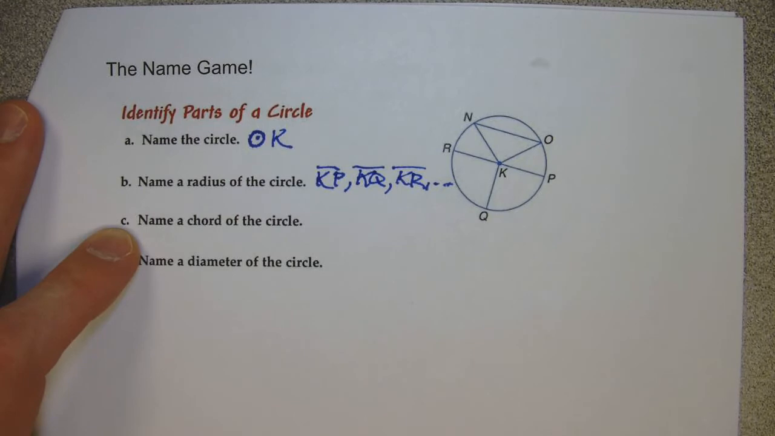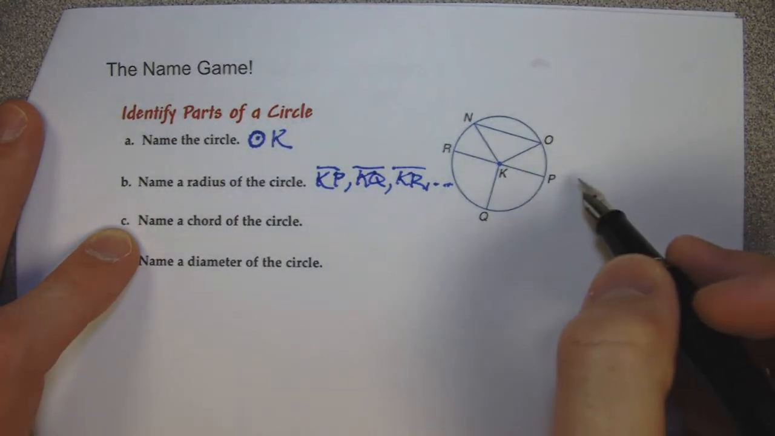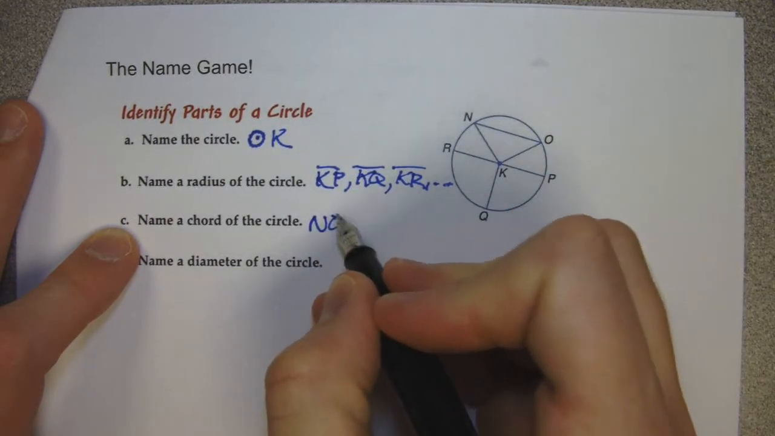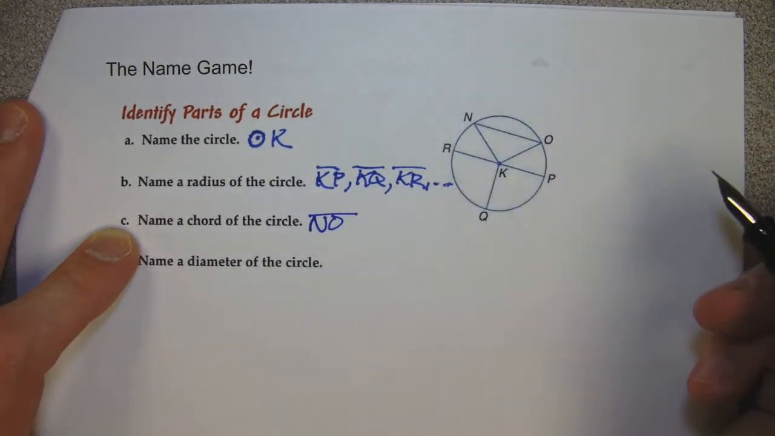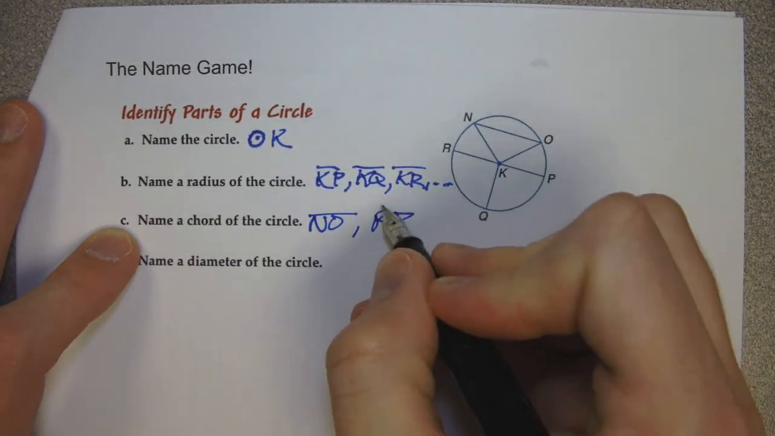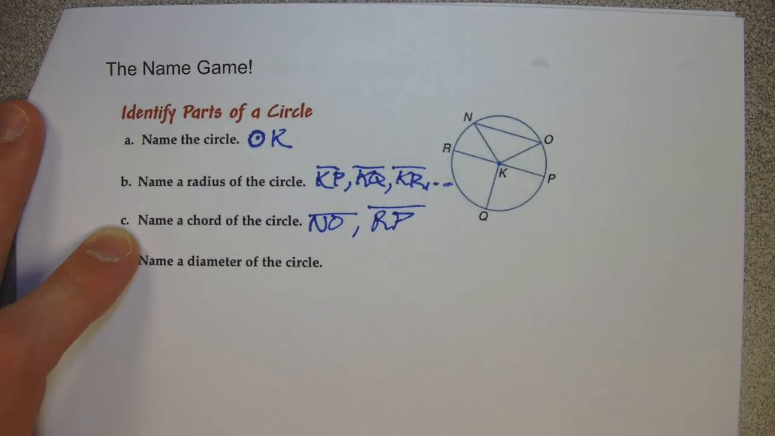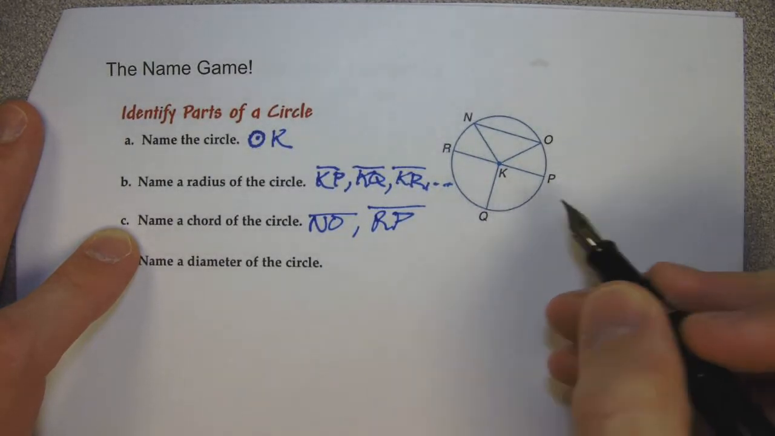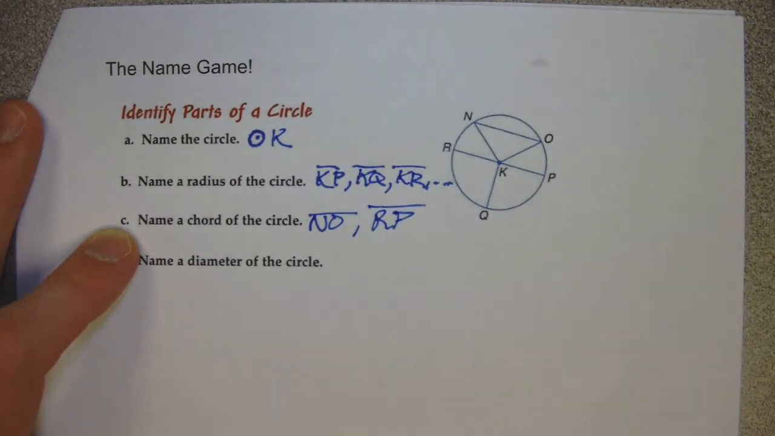All right, a chord of the circle. Well, we've got a few different chords that we can name here. So those that are drawn in, we could have NO or ON. We could talk about chord RP or PR. Again, the names can be reversed. Obviously, we could draw in other chords. For example, I could draw a chord in from Q to P, P to Q, but obviously that isn't drawn, so not what's being asked.